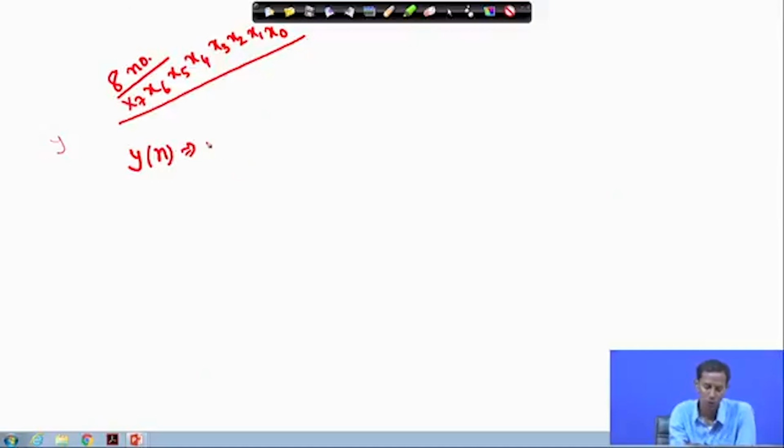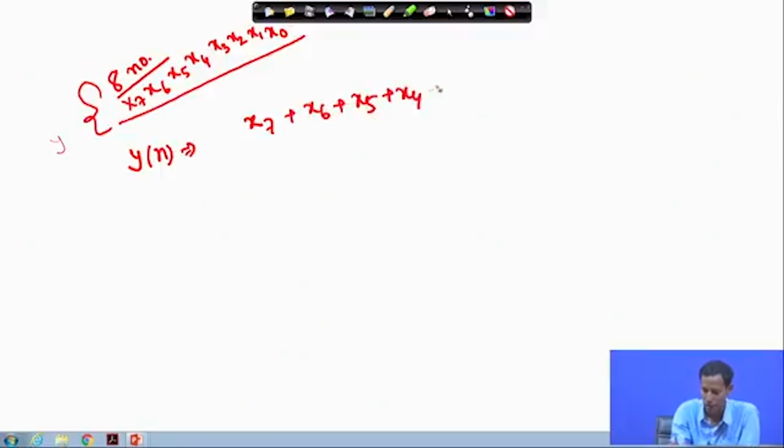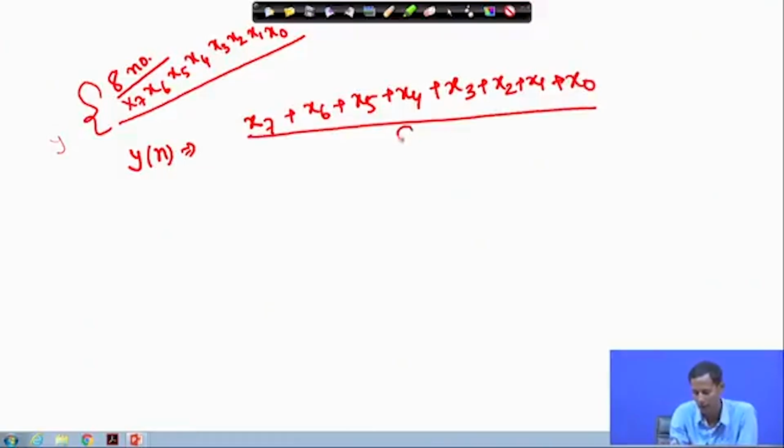Okay. So, if I need to do the average of these 8 numbers, at that time how will it be? It will be x7 plus x6 plus x5 plus x4 plus x3 plus x2 plus x1 plus x0, divided by 8.